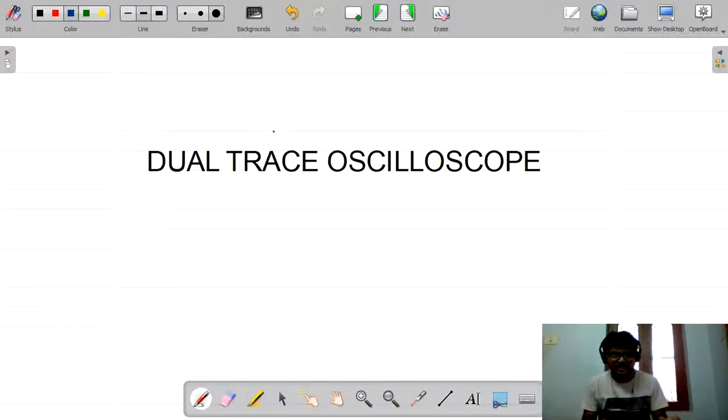Guys, now we are going to discuss the concept of a dual trace oscilloscope. It is one of the special purpose oscilloscopes and it has quite a different feature which cannot be obtained by the general purpose oscilloscopes. Now we will discuss why it is called a dual trace oscilloscope and what its features are.